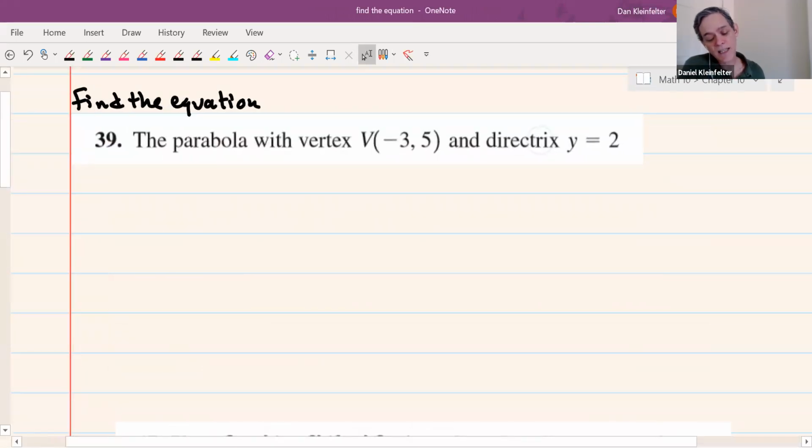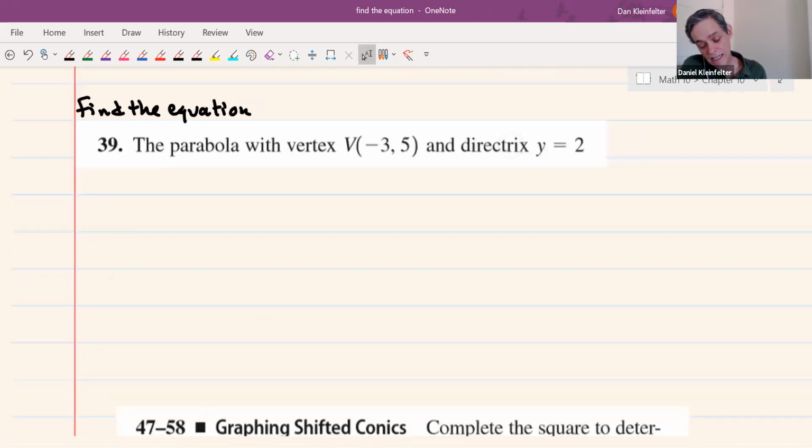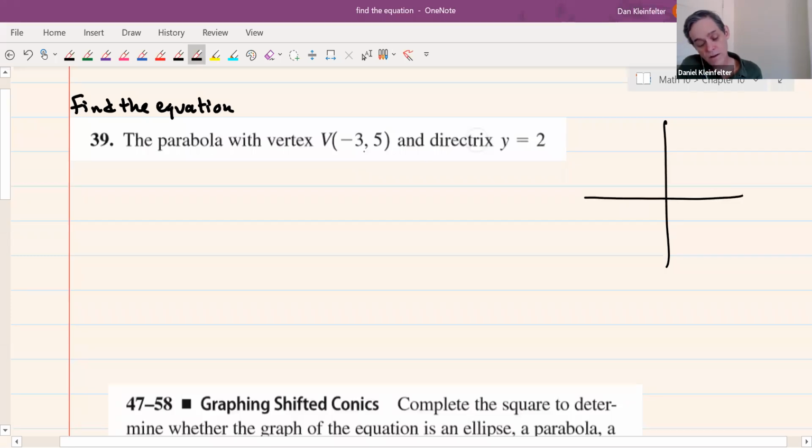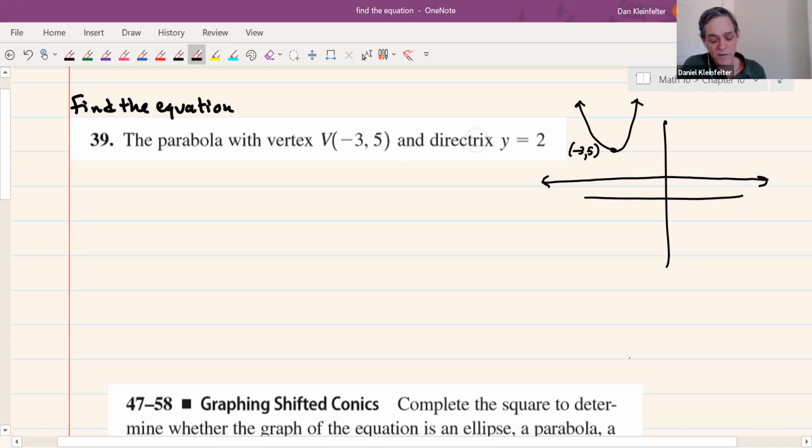So for this one, we want to find the equation for this parabola. It has vertex at -3, 5, and the directrix is going to be y equals 2. So once again, a little sketch will help. So the vertex will be at -3, 5, and then the directrix has to be 2. I feel like we did this one already. Maybe we did do this already. All right, so this is a -3, 5. The directrix is 2. And so this will have to open upward. Right, it's going to open away from the directrix.